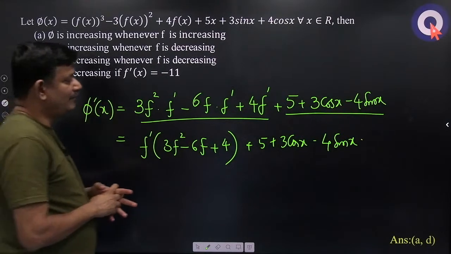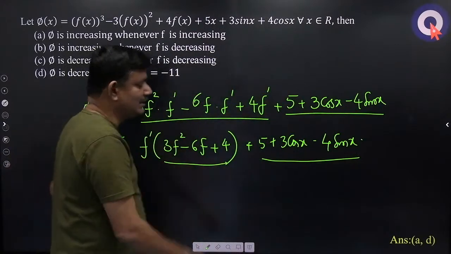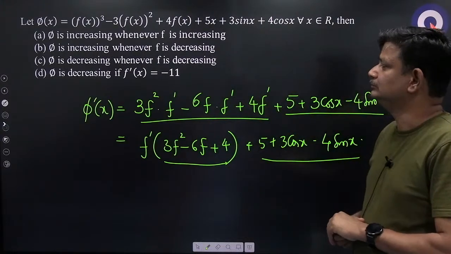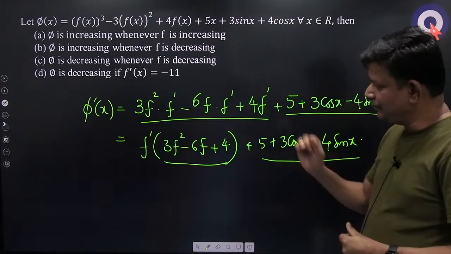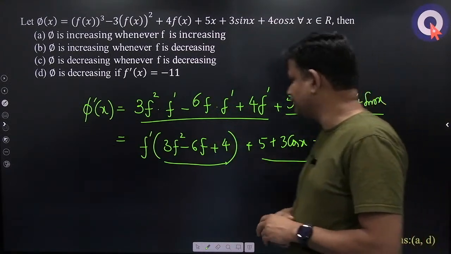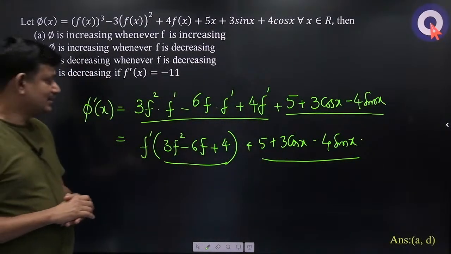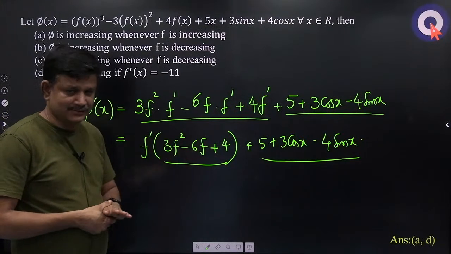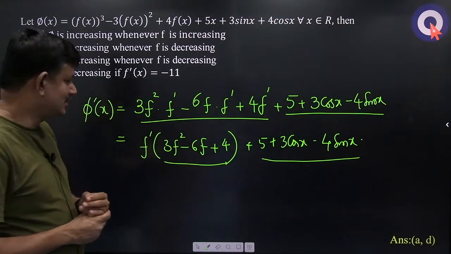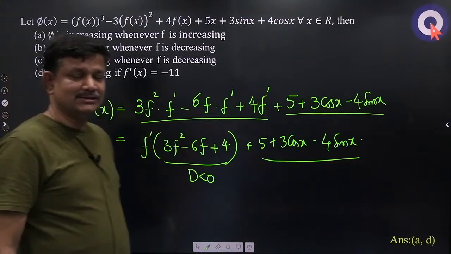Now, you have a trigonometric expression, then you have a quadratic in terms of f of x, then you have f dash of x. Now, what is the discriminant of this quadratic? Discriminant of this quadratic is b square 36 minus 4ac, 4 into 3 into 4, 48. Discriminant is negative.